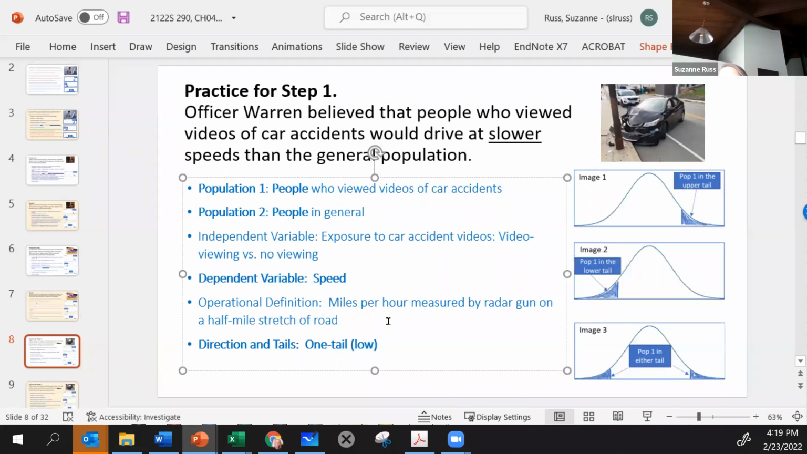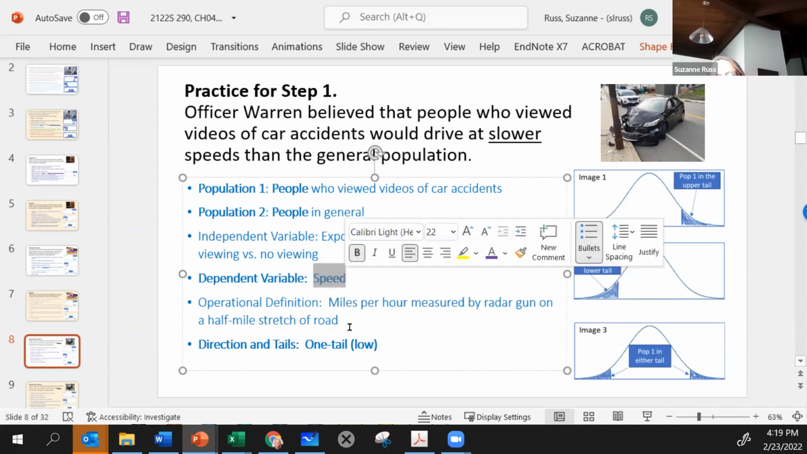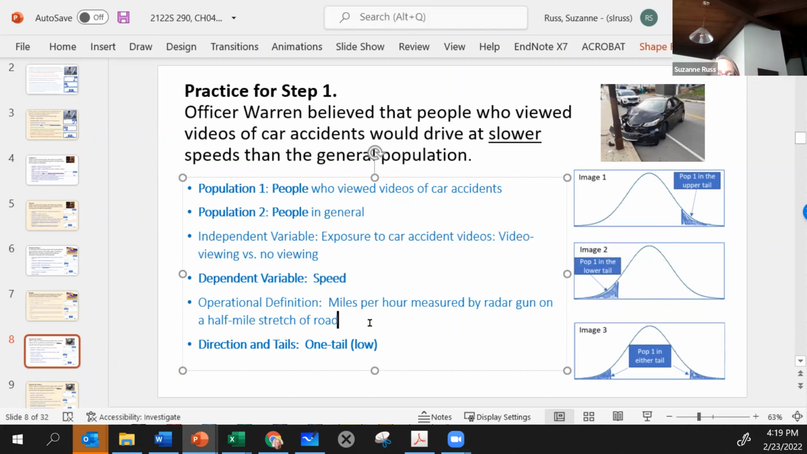of road. I'm not sure exactly how that works, but it doesn't matter for me, but the officer would have to know. And is it valid? Does this seem like a reasonable indicator of our dependent variable, speed? And I think it does. So that's our operational definition then.